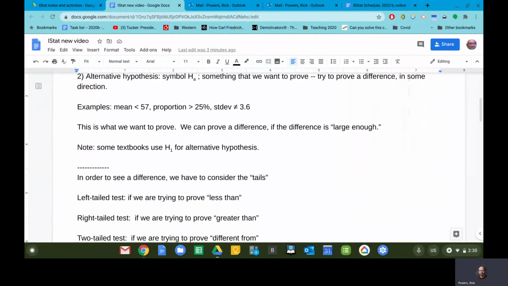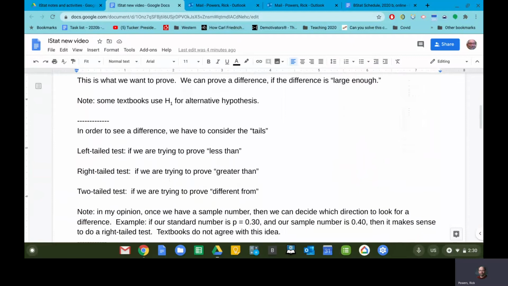In order to see a difference, we have to consider the tails. A left-tailed test if we're trying to prove less than, a right-tailed test if we're trying to prove greater than, a two-tailed test if we are trying to prove different from.